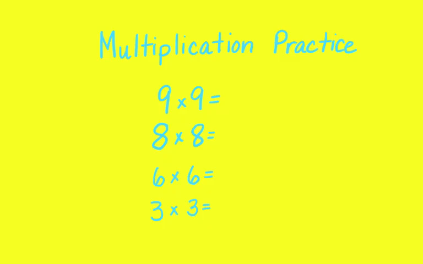Let's look at our multiplication problems. The first section that I've done here are the ones that are doubles, like 9 times 9, 8 times 8. So let's look at those first. 9 times 9 is 81. 8 times 8 is 64. 6 times 6 is 36. And 3 times 3 is 9.